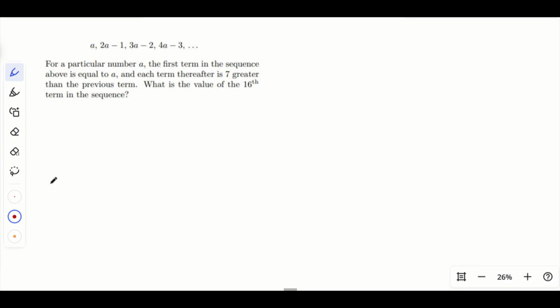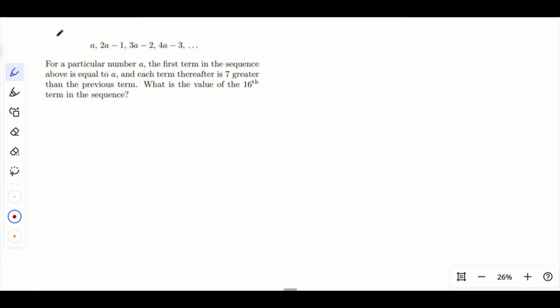Let's check the question first. We are provided with an arithmetic sequence. For a particular number a, the first term in the sequence above is equal to a, and each term thereafter is 7 greater than the previous term. What is the value of the 16th term in the sequence?